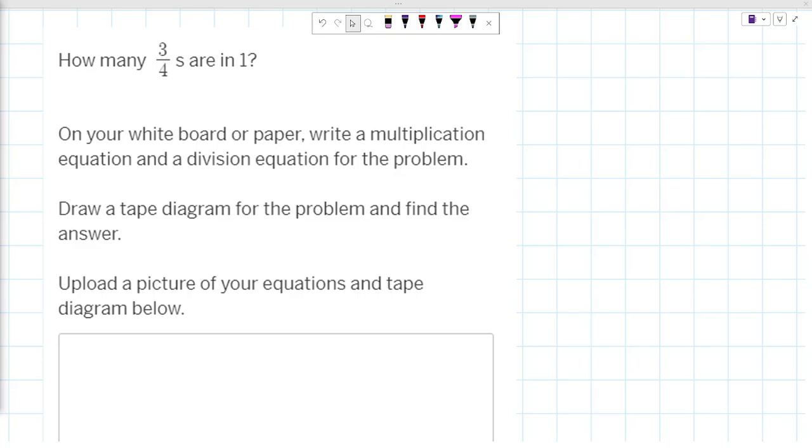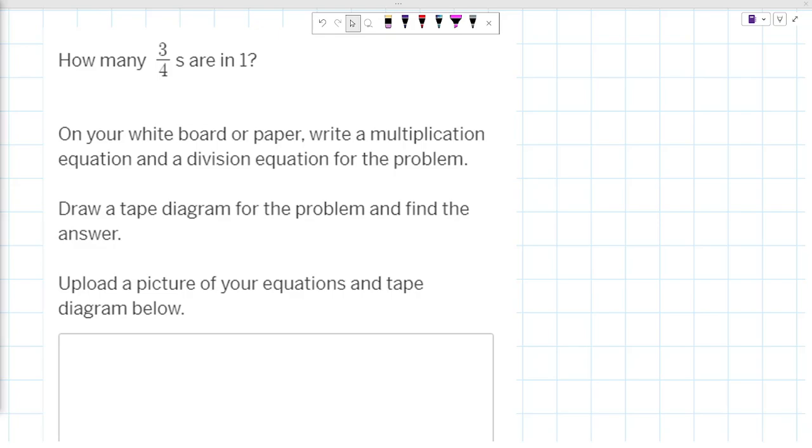It says, how many 3/4 are in 1? So before we get farther into this, I want to remind you, when we say how many 3/4 are in 1, that's kind of a division problem or a multiplication problem, depending on how we think about it. Here we're focusing on division. So it says, on your whiteboard or paper, write a multiplication equation and a division equation for the problem.